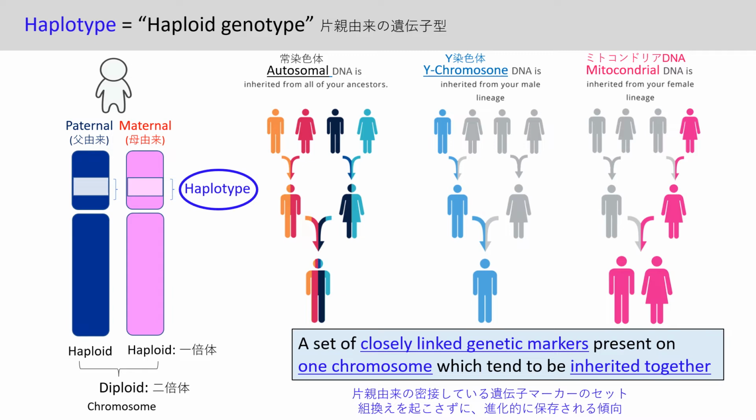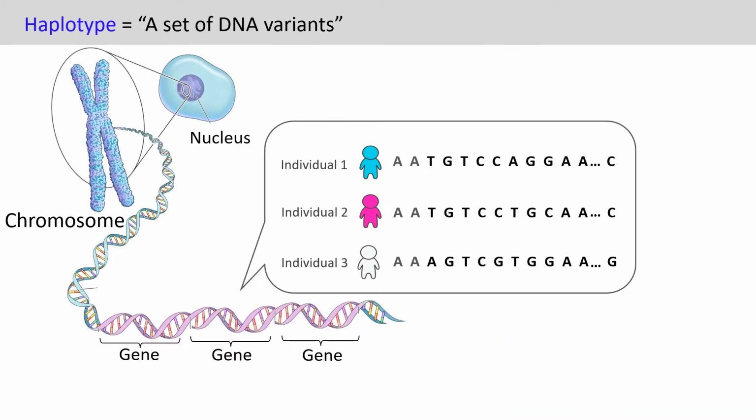A haplotype is a set of closely related genetic markers on one chromosome that tend to be inherited together without recombination in the flow of such inheritance patterns. Haplotype also refers to a set of DNA variants along a single chromosome.